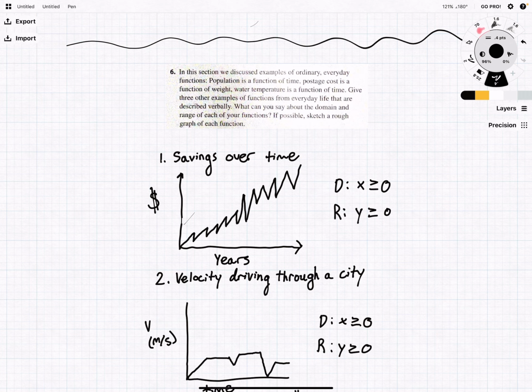maybe your graph would look like this, and there would be a closed circle and an open circle, and then a closed circle and an open circle. But for all intents and purposes, this is just showing that the general trend of savings does increase in a perfect world. And we can see here that the domain, well, x is greater than 0 because we can't have negative years. And with the range, we're going to assume that we don't go into debt, so y is going to be greater than or equal to 0.